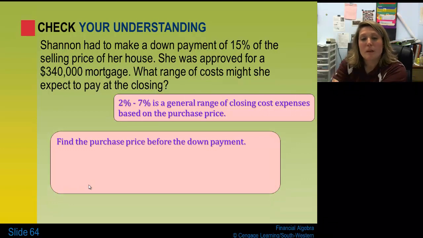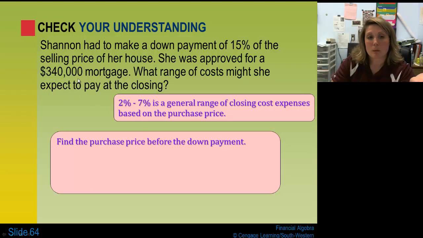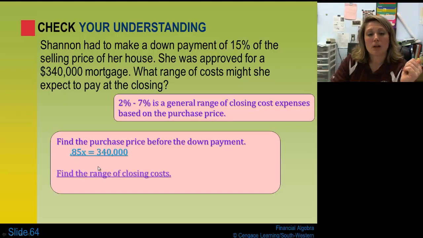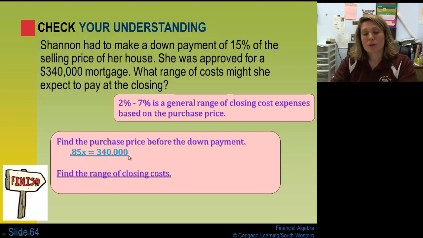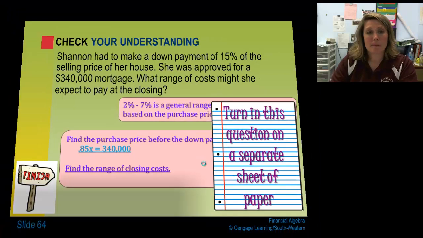In this particular problem, we need to find the purchase price before the down payment, because $340,000 is her mortgage, not what the purchase price was. She put 15% down, so we need to take the value of her mortgage and divide it by 85%, because that's what she actually has to finance. So take the $340,000 and divide it by 0.85 to get the amount she purchased the house for, and then find the range, 2% to 7%. You need to finish that as well as do it on a separate sheet of paper.